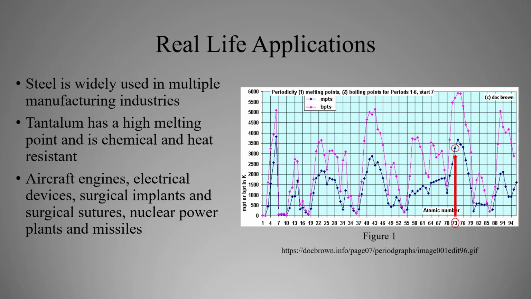Tantalum as a metal has important properties that make it a suitable metal, specifically for the high pressure cold spray process. Tantalum is quite expensive and thus cold spray is a perfect method as it uses less material. Tantalum is widely used to cold spray steel. Steel is widely used in multiple manufacturing industries. It's used in aircraft engines, electrical devices, surgical implants, nuclear power plants, and missiles.